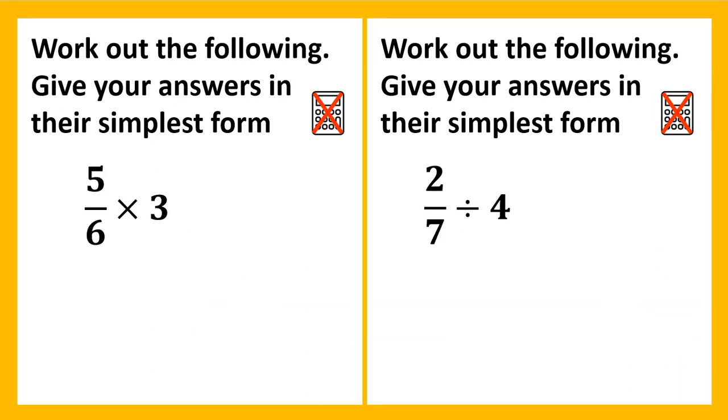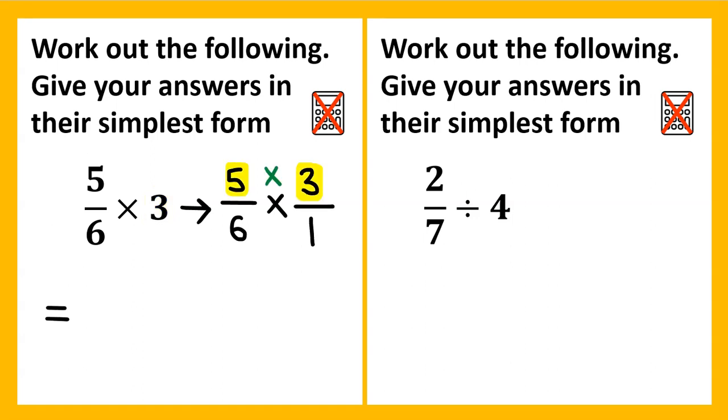On to the intermediate questions with a slight increase in difficulty. To multiply whole numbers by fractions, you just need to multiply the whole number by the numerator and then divide by the denominator. But the reason this works is because the whole number 3 can also be written as a fraction, and any whole number can be written as a fraction over 1.